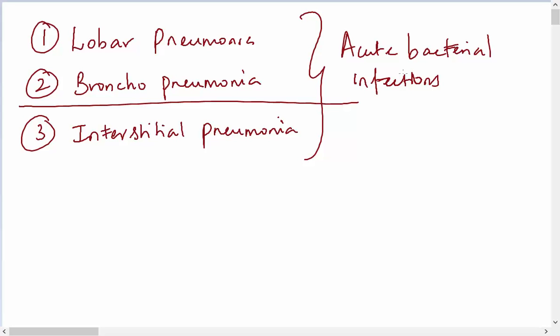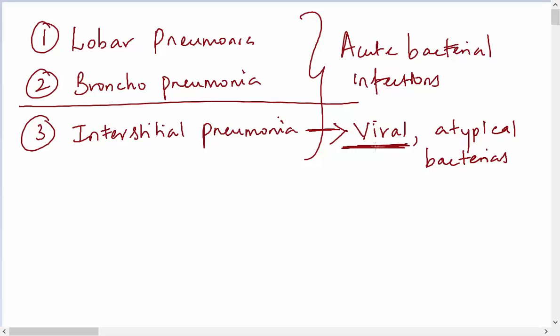Infections, right? So this one comes in viral infection mainly or atypical bacteria, mainly viral. Okay, mainly viral.